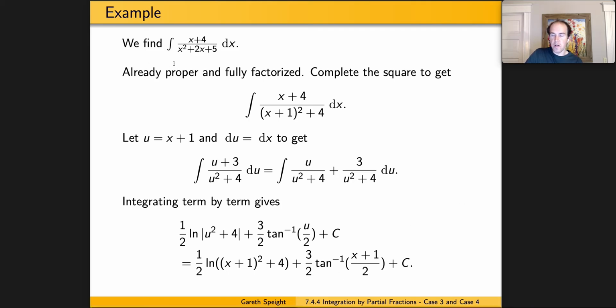So with these ones where we have an irreducible quadratic term and the x term is still there, after we put it in partial fractions form, we complete the square, we make a substitution in u, we get rid of that pesky x term that was in the middle, and then we split along the numerator, and each of those terms we can actually then integrate.